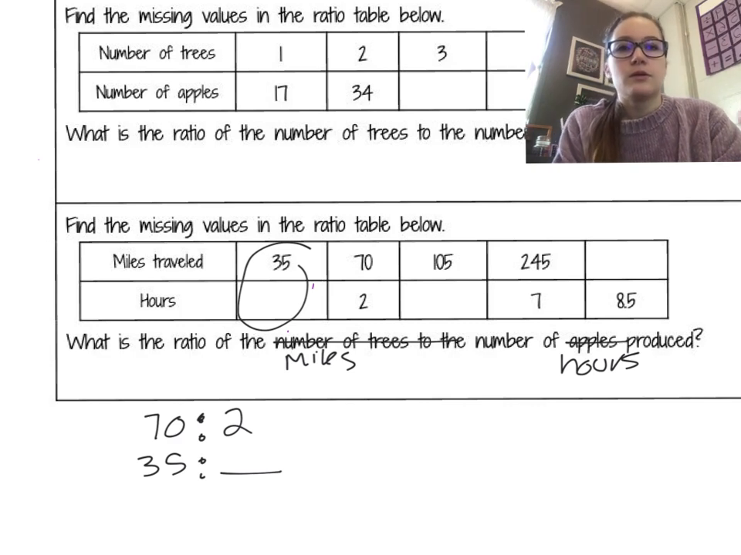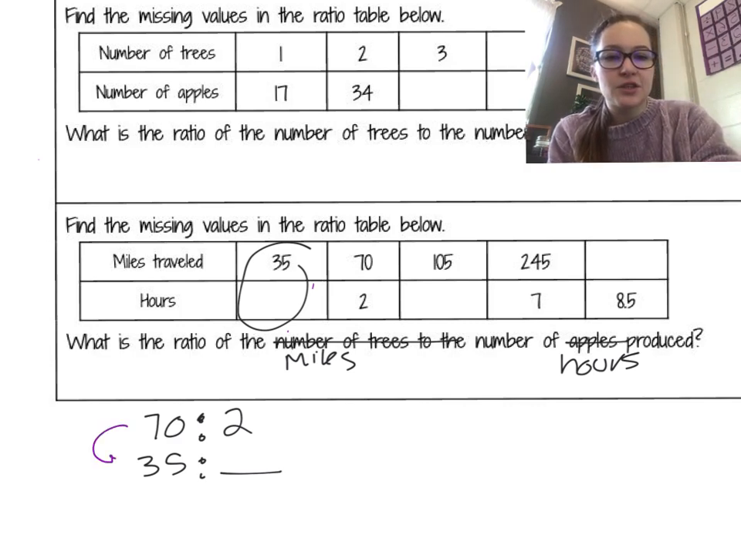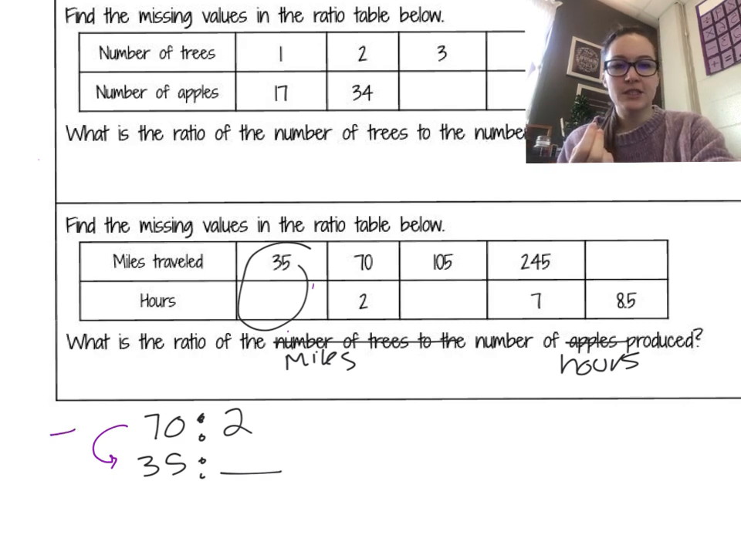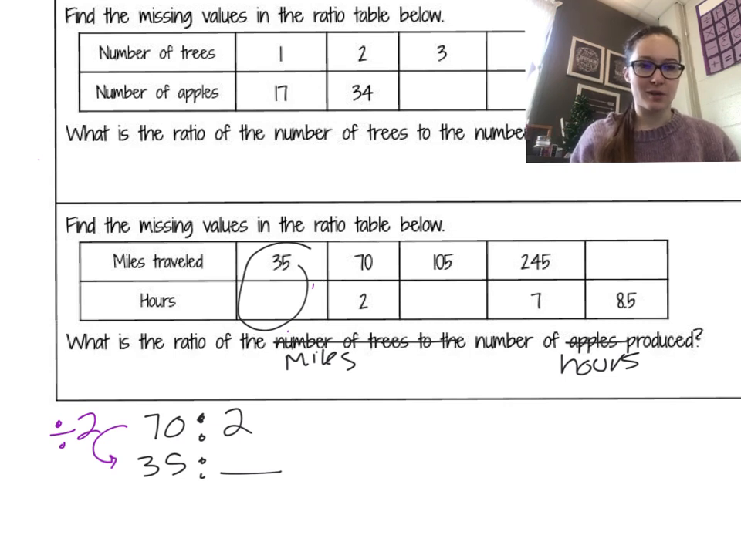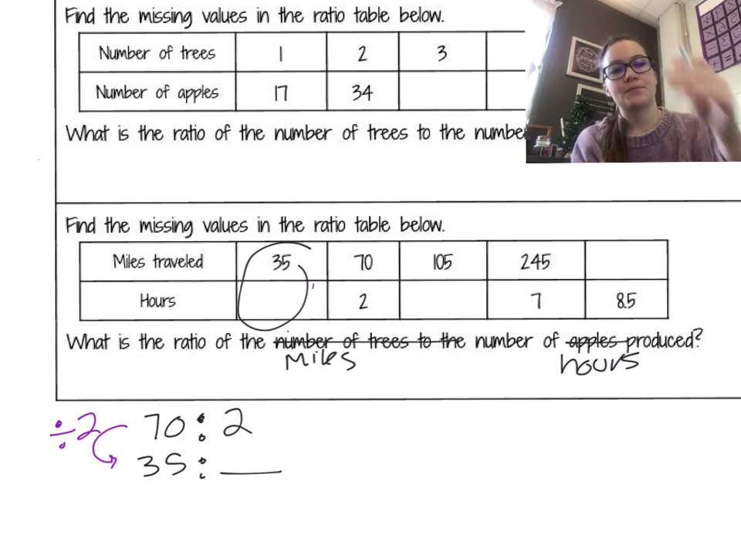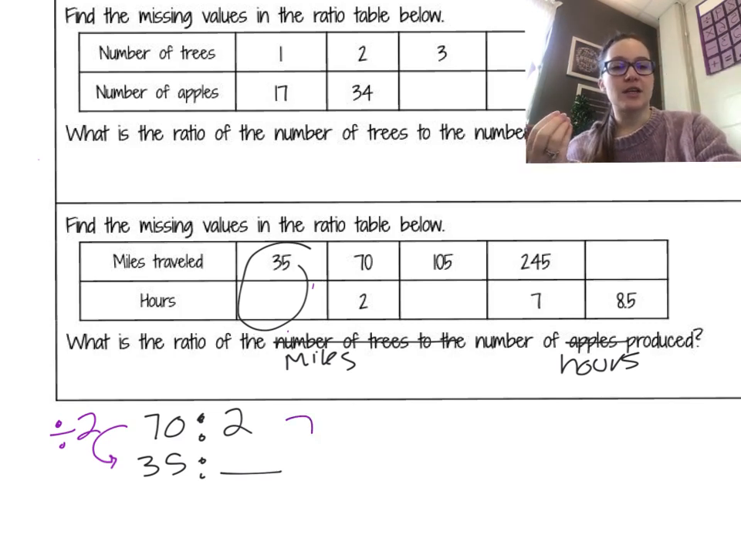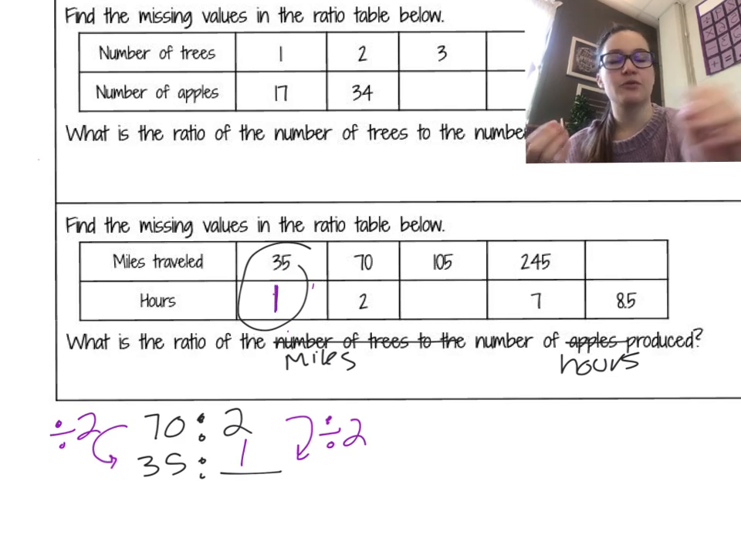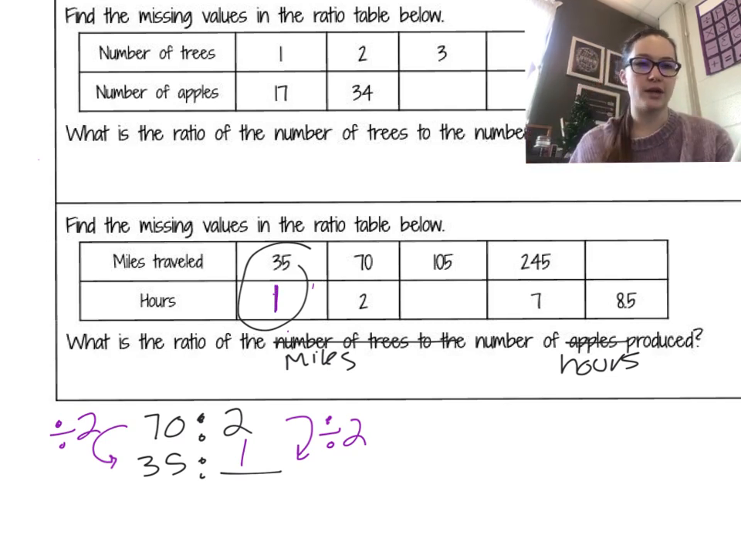Okay. So basically, to get from 70 to 35, I'm going to divide by 2. And you might have to use a calculator to play around with that. So I took 70 divided by 35 was 2. So that means on the other side, I have to divide by 2 as well. And 2 divided by 2 is 1. Okay, so that gives me the ratio 35 miles in 1 hour. That's where we get 35 miles per hour.